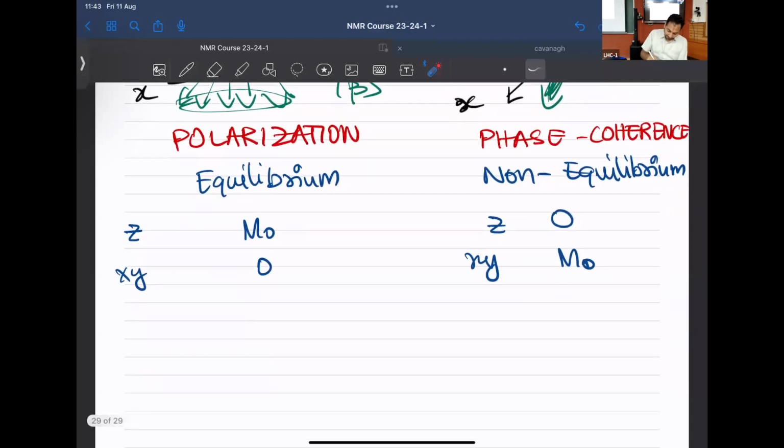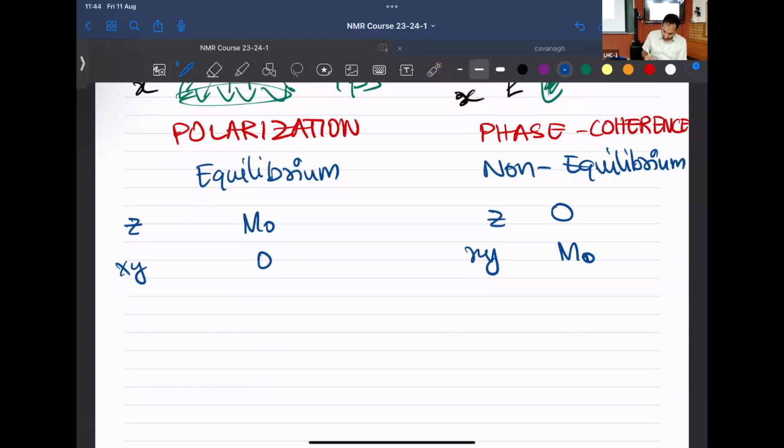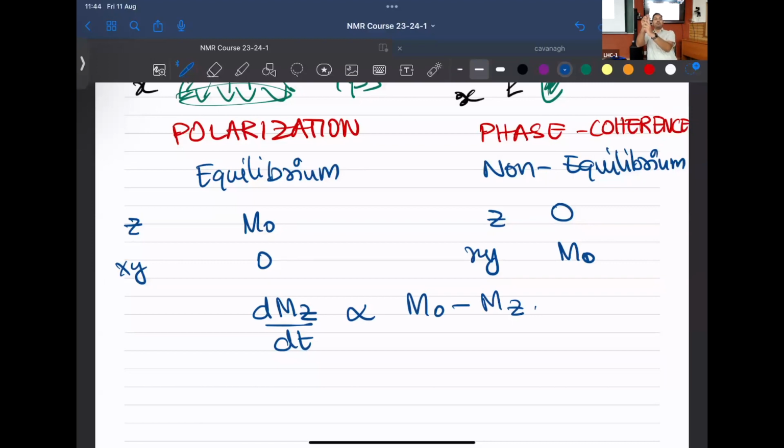So what did Bloch do? Bloch said the rate of change of magnetization along any of the axes depends upon how far you took it away from equilibrium. And he assumed a first order rate where M0 is the initial magnetization. For Z, you started with M0, and after the pulse, you achieved MZ. If it's a 30-degree pulse, there's still non-zero magnetization along Z.